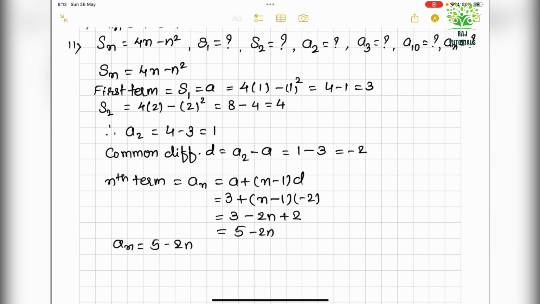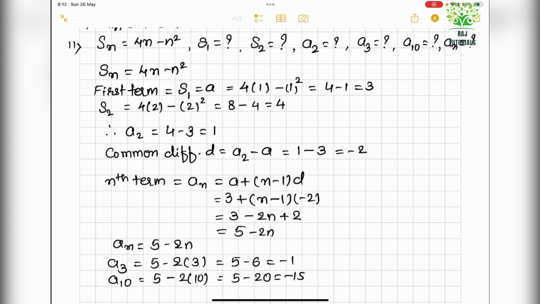Now he has asked me a3 and a10. So a3 will be 5 minus 2 into 3. So 5 minus 6, that is minus 1. a10 will be 5 minus 2 into 10. So that will be 5 minus 20. So minus 15. Thus we got all the terms.